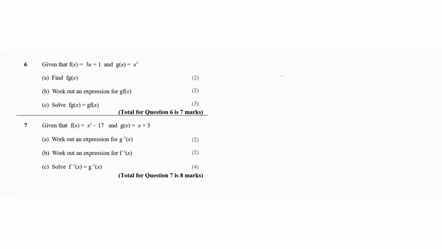In question 6, it says, given that f of x equals 3x plus 1 and g of x is x squared, find f of g of x. So once again, we're going to find a composite function. Since we're asked to find f of g of x, that means g of x is the new domain of f of x. In the original equation, we have x as the domain of f of x. But now they've asked us to put g of x as the domain.